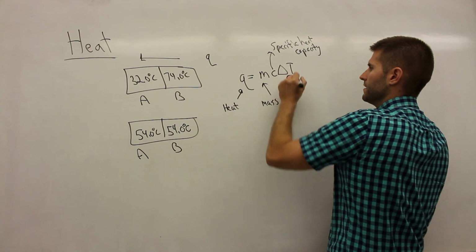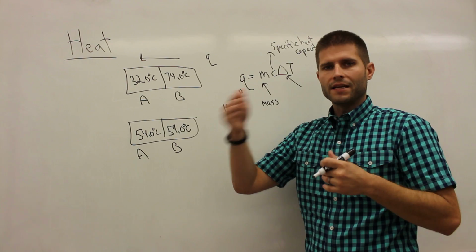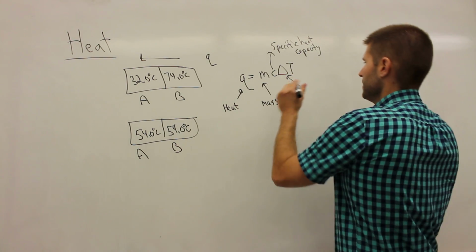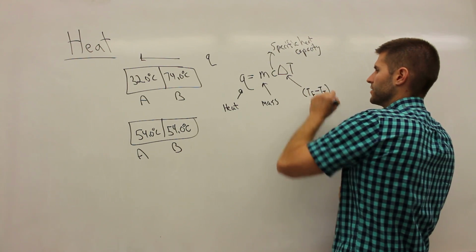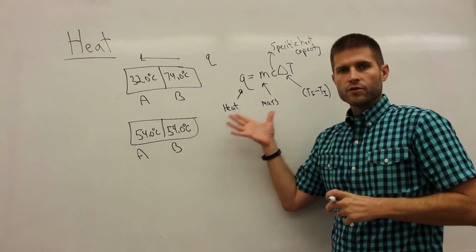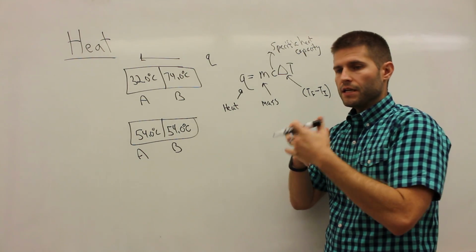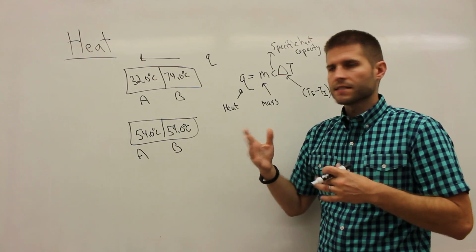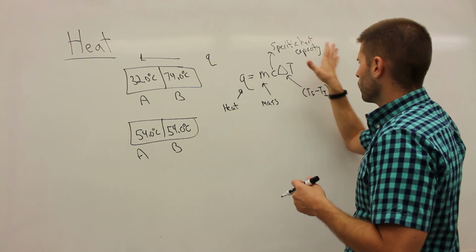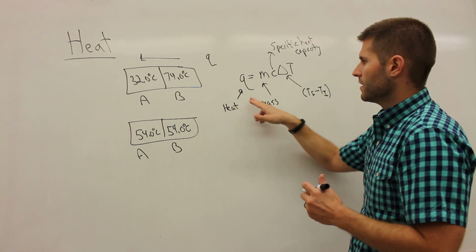And delta T, delta in chemistry means change. It means final minus initial. So delta T is going to be T final minus T initial. This is the equation we're going to be using to identify how much heat is either absorbed or given off in a given process. So let's break down what the units are for each of these variables.